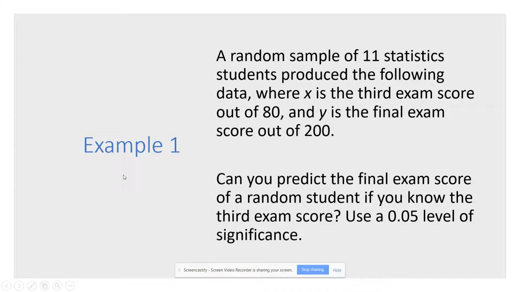So let's start looking at examples. Example 1 is a random sample of 11 statistics students that produced the following data, where X is the third exam score out of 80, and Y is the final exam score out of 200. Can you predict the final exam score of a random student if you know the third exam score? We're going to use a 0.05 level of significance.